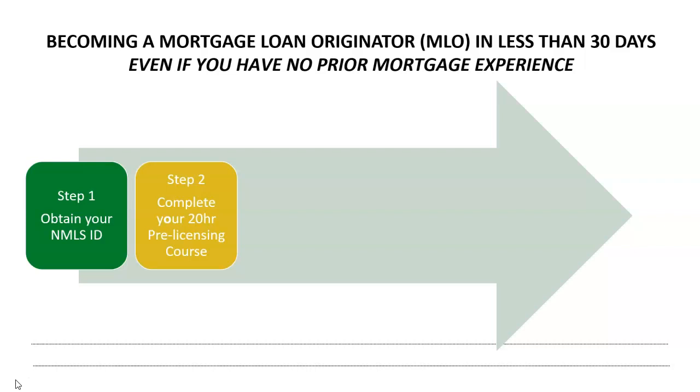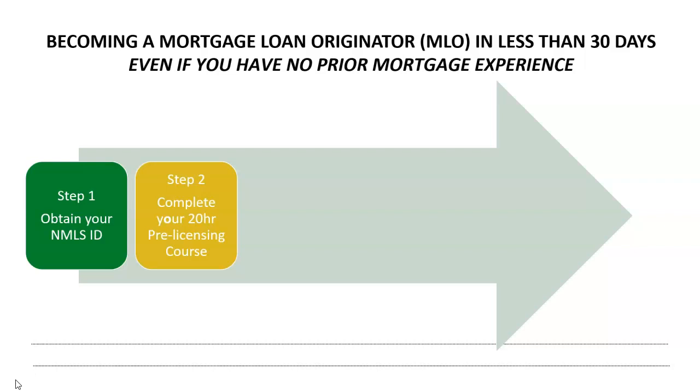Come to the 2-day boot camp. If you can't come to the 2-day boot camp, take our 5-day online 20-hour class. 5 days. You have 25 days left to become a mortgage loan originator in 30 days or less. In the 5-day class, you have to do 4 hours a day for 5 days.